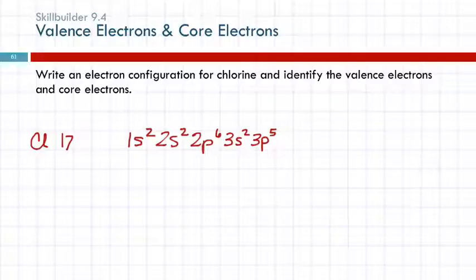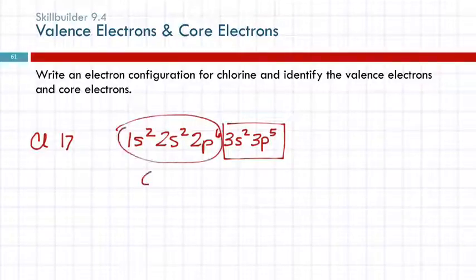How many valence electrons are there? 7. These are the valence electrons. 3 is the highest shell that has electrons in it, and all the electrons in the third shell are valence electrons. How many core electrons? 10. These are the core electrons. They're on the inside, and the valence electrons are on the outside. Any questions?